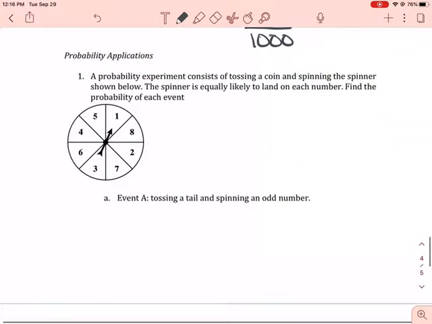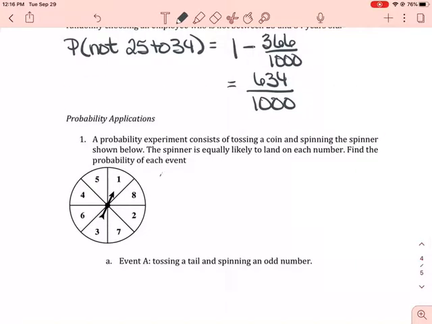All right, so now we're going to take all this stuff and see if we can do some applications. An experiment consists of tossing a coin and spinning the spinner. The spinner is equally likely to land on each number. Find the probability of each event. I think we can write a sample space for this. So let's write a sample space.